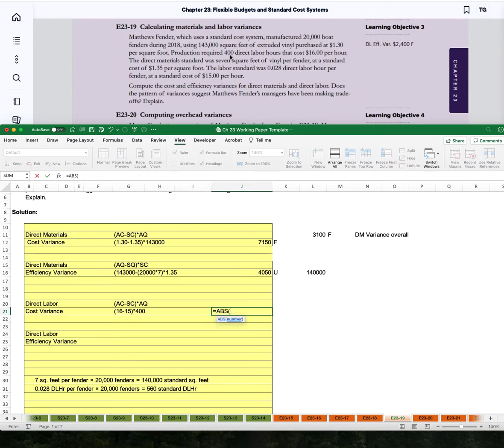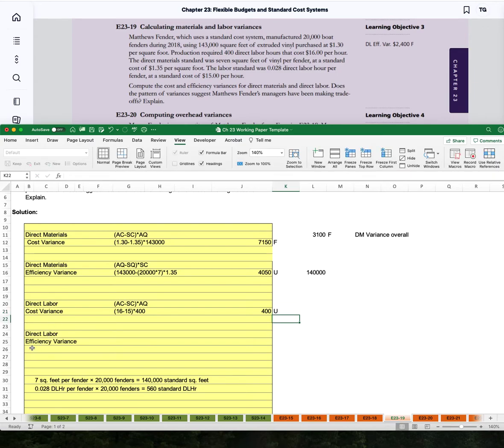Of course we know that 16 minus 15 is 1, but I'm still just going to type it out. I think it's best practice to let Excel do that for us, especially because it might not be such simple math as just being $1. So we have 400 unfavorable here.